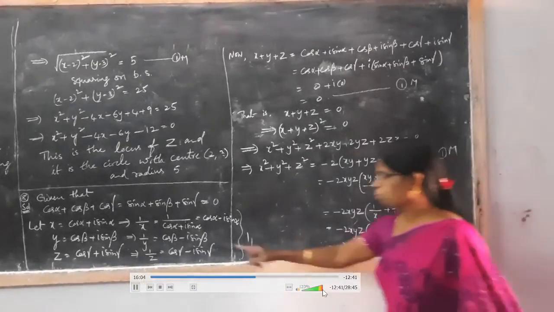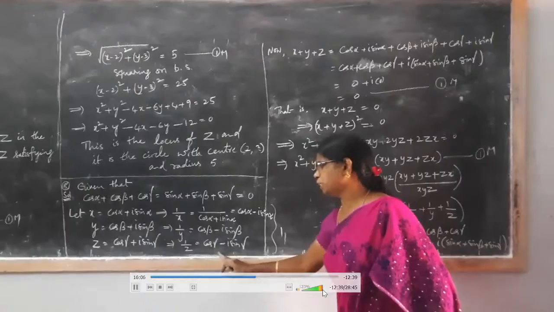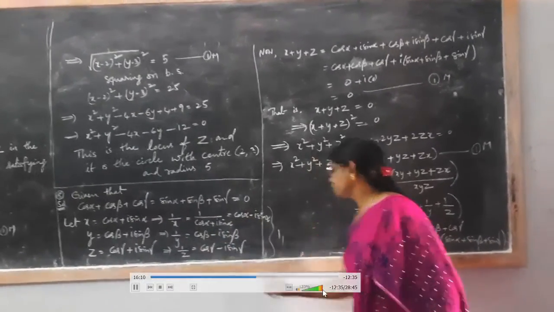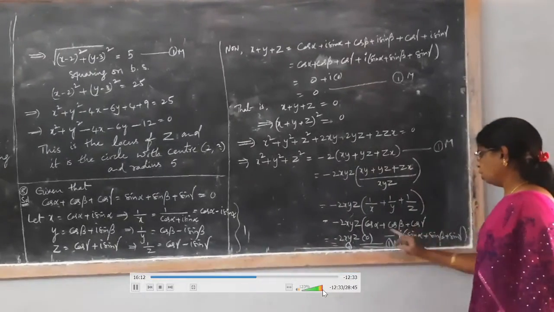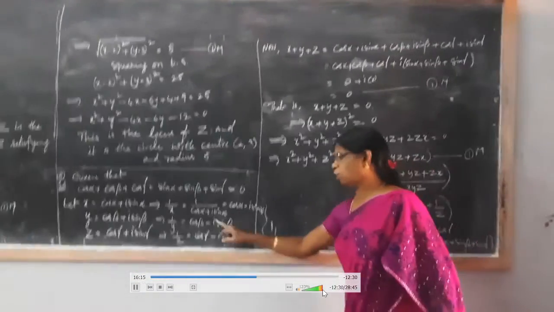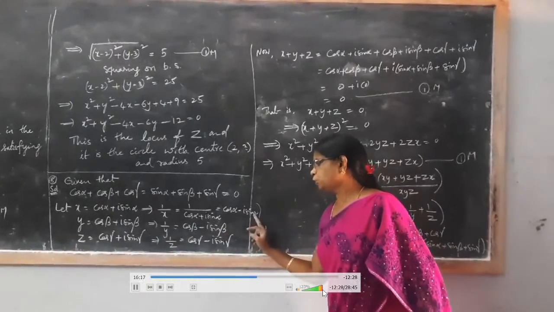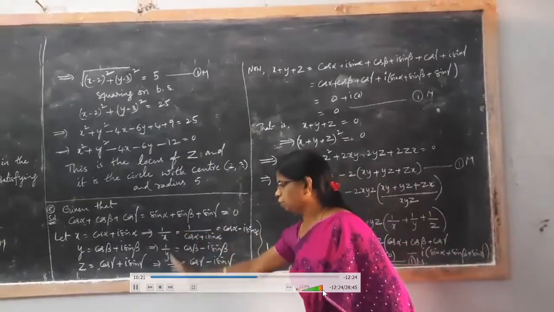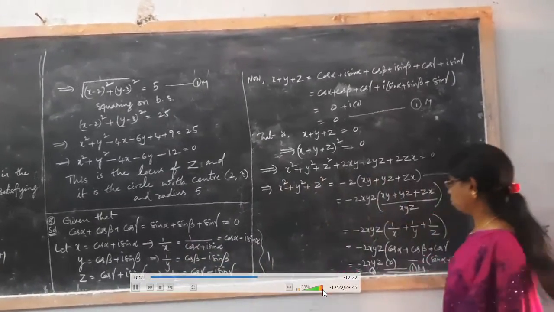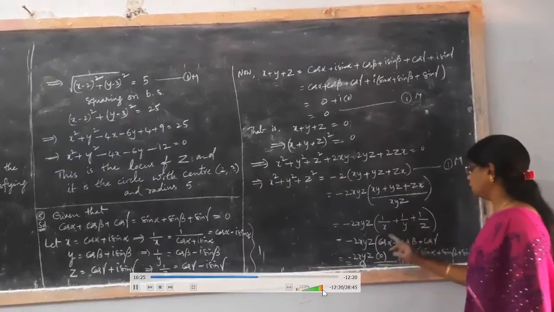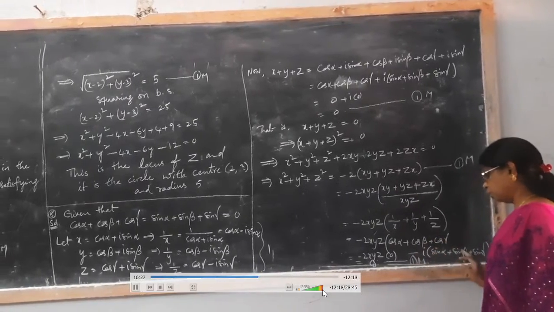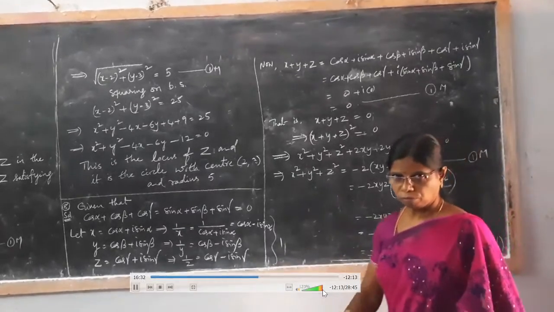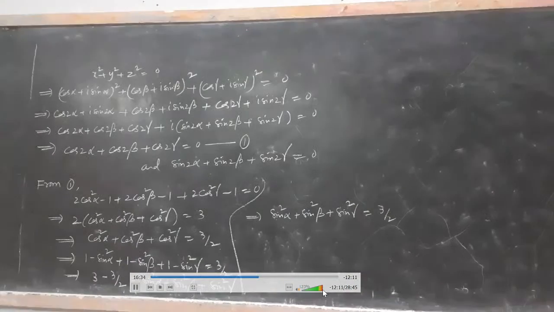Here we saw 1/x plus 1/y plus 1/z. If you add these three, cos alpha plus cos beta plus cos gamma, and then minus i common, minus i into sin alpha plus sin beta plus sin gamma. Add these 3, 1/x plus 1/y plus 1/z. So here you got, this is again 0, minus i 0, we got 0. Okay, see here.